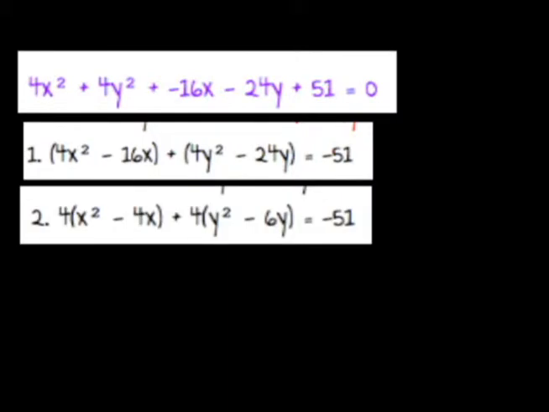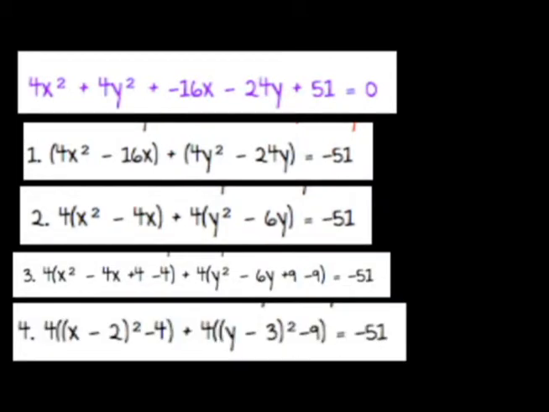Next, we complete the square, which is negative 4 divided by 2 and squared, which is positive 4. But we can't just add 4 to the equation, because then the equation is going to change. So we have to add another minus 4 to it. The same goes for y. Negative 6 divided by 2 and squared is positive 9. And don't forget to add another minus 9 to it.